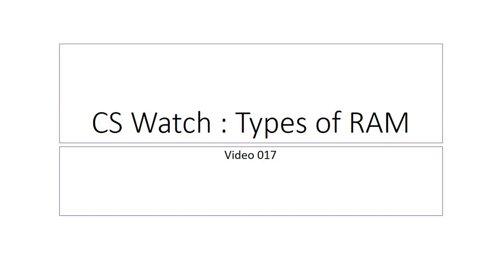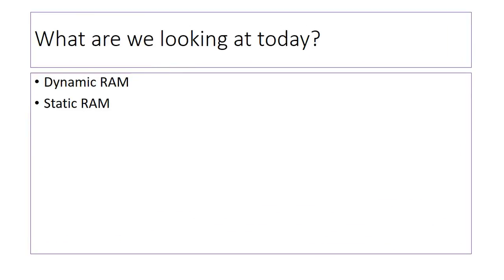Hello there and welcome to this CS Watch video 017 where we're looking at the different types of RAM. So in this video we are going to be looking at two different types of RAM. They are dynamic RAM and static RAM. Sometimes these can be abbreviated to DRAM or SRAM.